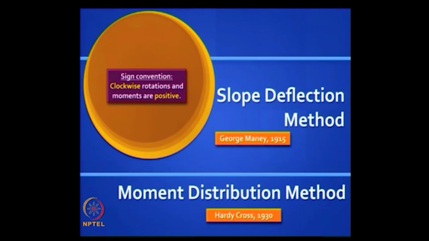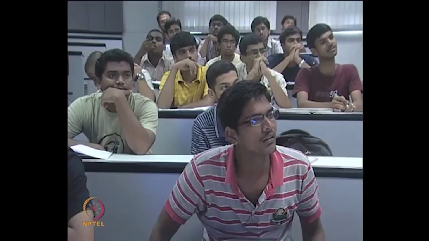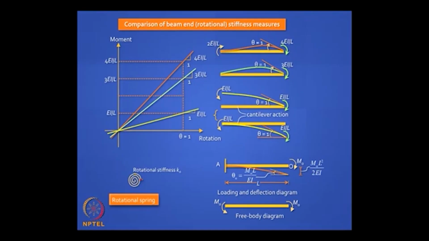Now throughout this we will assume a sign convention which I have already mentioned, that clockwise moments and clockwise rotations are positive. And you will recall this, that if you want to take advantage of reduced indeterminacy, then you can play with those stiffness values. It is 4EI by L, 2EI by L combination, or it is 3EI by L and 0, or it is EI by L and minus EI by L. Is it clear? So you remember this.